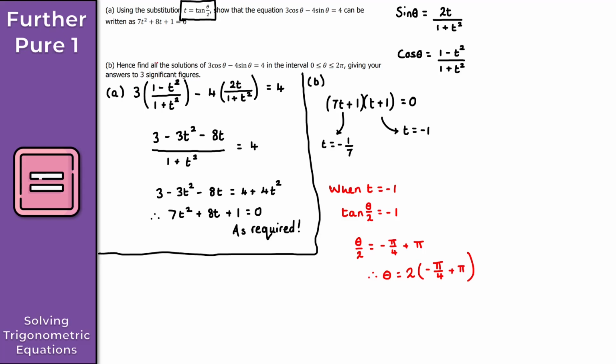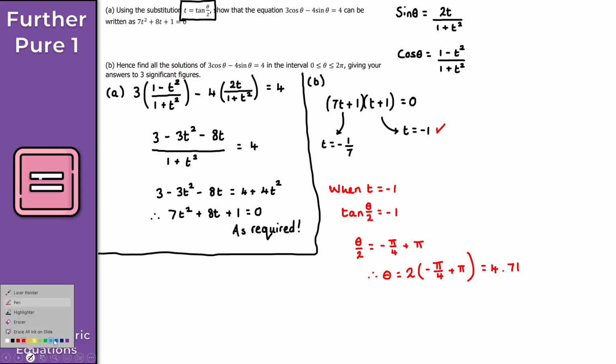So all you need to do now is put this into your calculator, right? Again, the answer wants to be 3 significant figures. If you put this into your calculator and evaluate this correctly, what you should obtain then is theta is equal to 4.71. Okay, so you get 4.71 there. So that's for when t equals minus 1. So that one is done now.